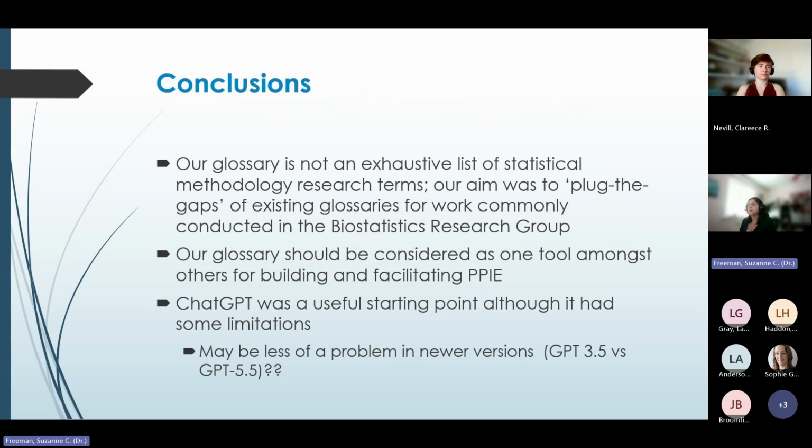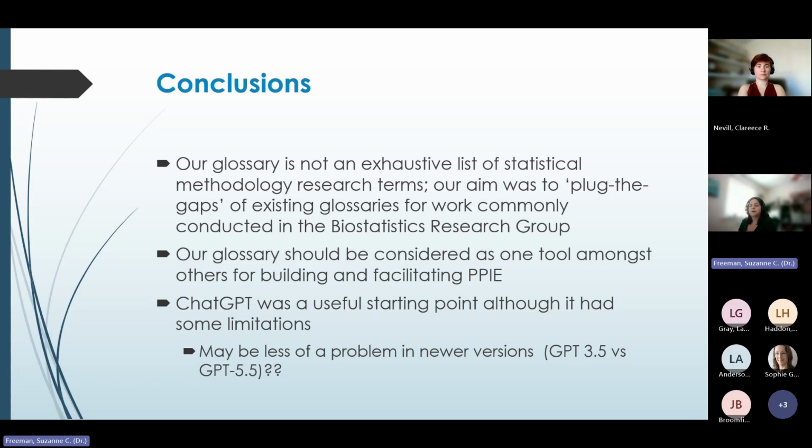Some conclusions. Our glossary was never meant to be an exhaustive list of statistical methodology terms. It was really about plugging the gap between existing glossaries and the sort of work that's commonly conducted in the biostatistics research group. As such, the terms in our glossary mostly focus on areas around evidence synthesis, prediction modelling, prognostic modelling, and survival analysis.